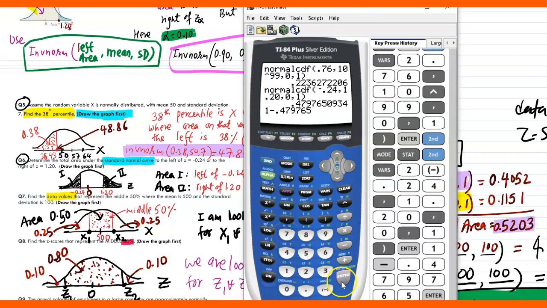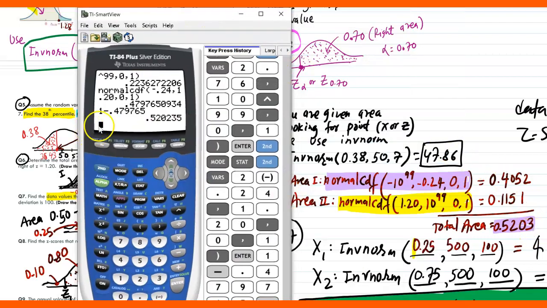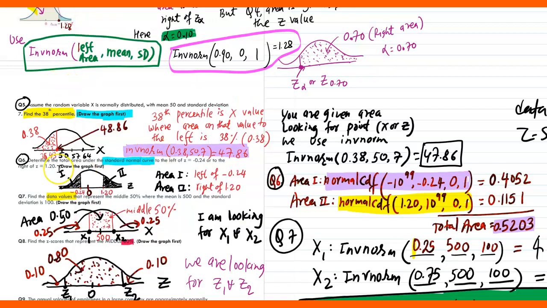0.47965. Let's do this. They get 0.5203, 0.520. It's a little bit off here, but what happens is this error of like 10,000 places, you're going to be fine, right? Therefore, this 10,000 places error, 0.0001 error, that's okay. Alright, that's question number 6.